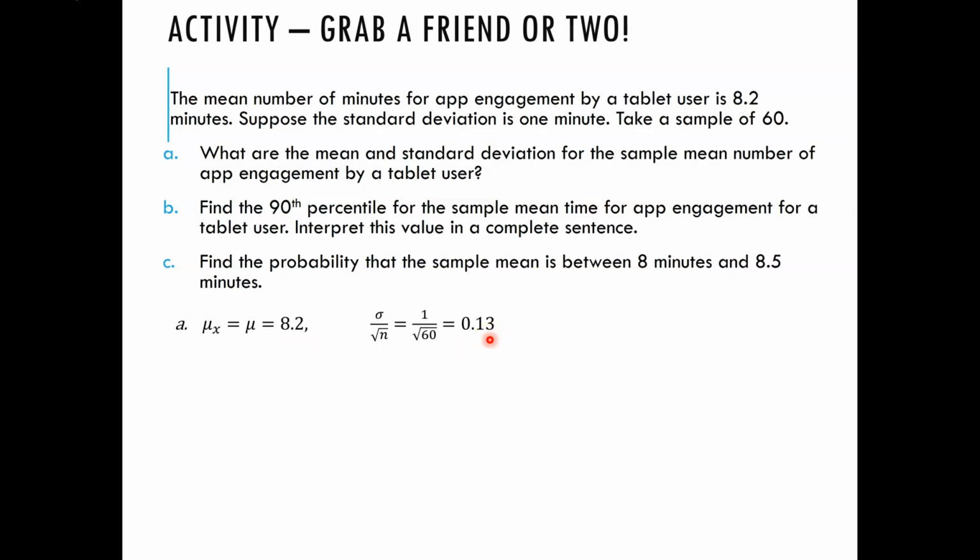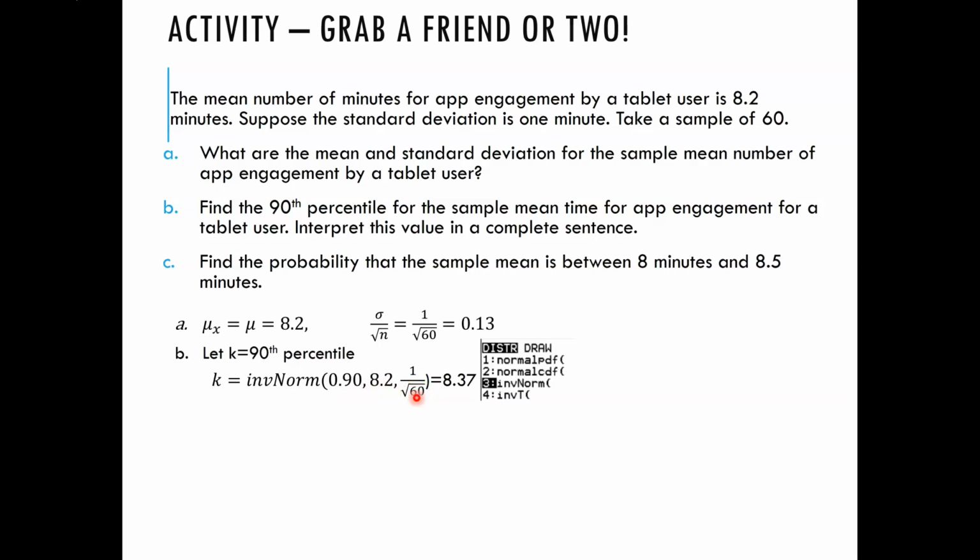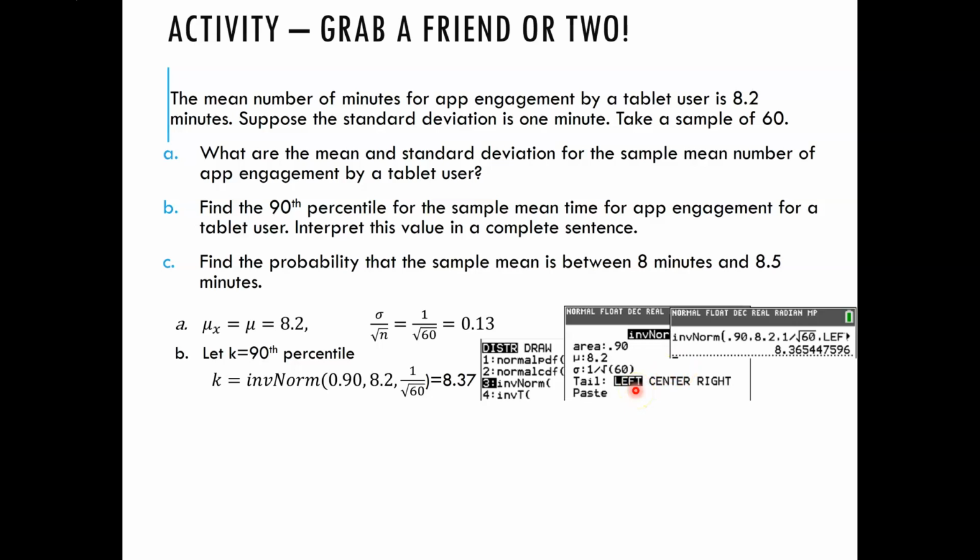All right, then B, it says find the 90th percentile for the sample mean. All right, so how do we find the 90th percentile again? Is that norm or inverse norm? All right, so that one's inverse norm, right? And 90th percentile, we'll write that as a decimal, as 0.90. That's our area. And then again, we use that same mean and that same standard deviation. So when we put that in our calculator, in our distribution menu, and we choose the inverse norm, it lets us enter our area, our mean, our standard deviation, and again, it's always left, and that is generating that 8.37 solution that we're getting there.